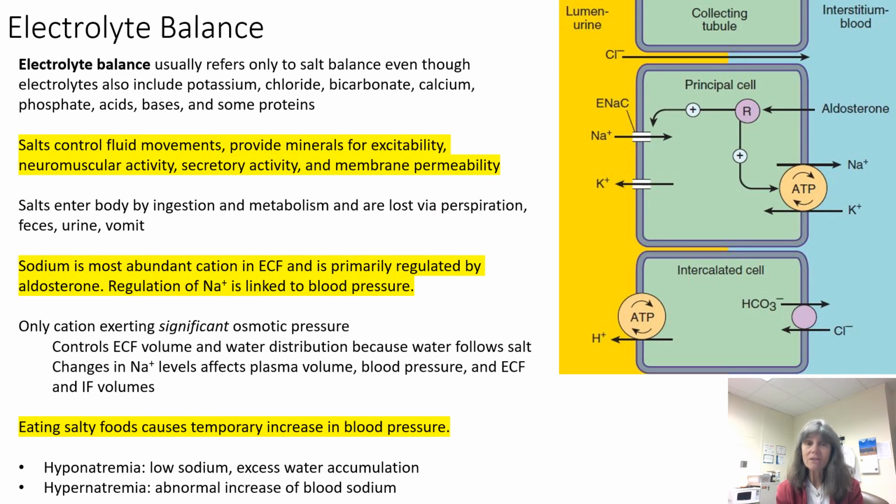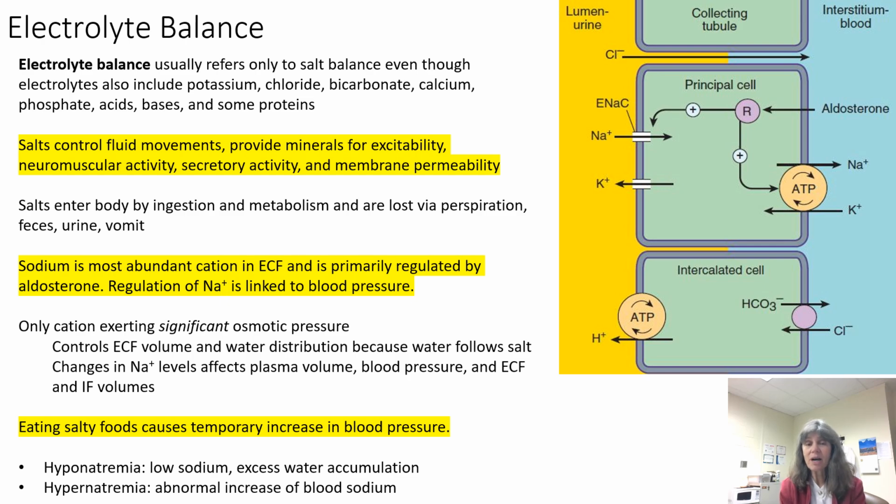Usually when we talk about electrolyte balance, what we really mean is salt balance, even though there's lots of other electrolytes in our body, including things like potassium and chloride, bicarbonate, calcium, phosphate, acids, bases, and some proteins. Salts control fluid movement throughout our body. They also provide minerals for excitability, neuromuscular secretory activity, and membrane permeability.